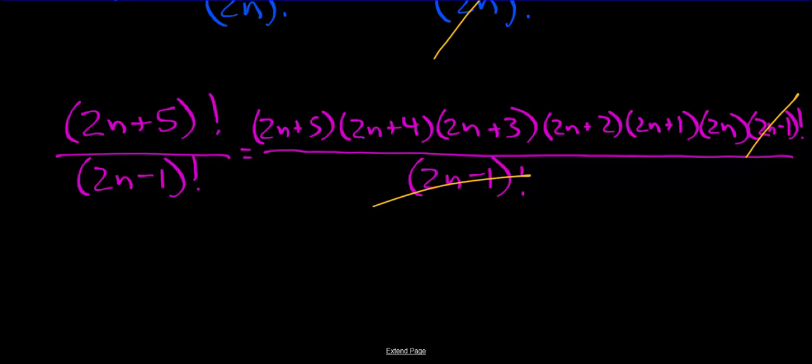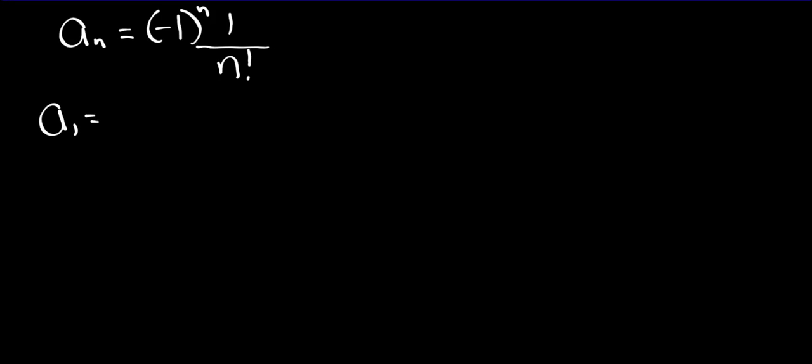Okay, now let's just look at some sequences here and bring some ideas together. Let's suppose that we have a sequence defined to be this, (-1) to the n of 1 over n factorial. Okay, so this is a sequence. And I want to generate the first few terms here. So I'm going to look at A1. That's going to be (-1) to the first power over 1 factorial, which is just going to be -1 over 1, or -1.